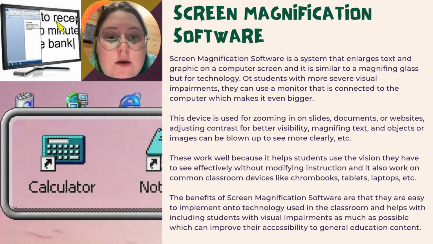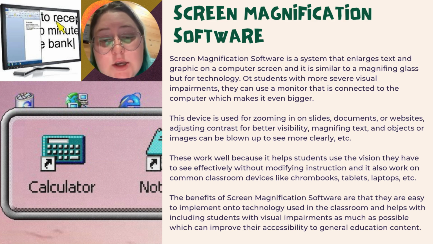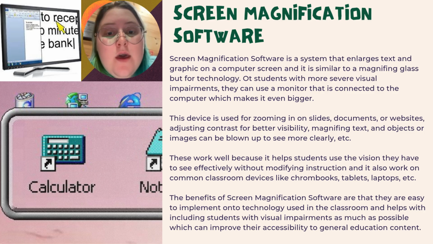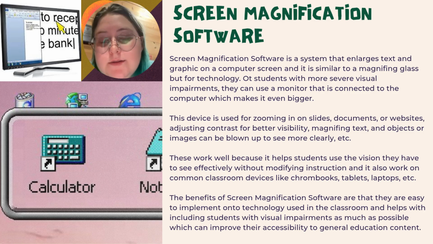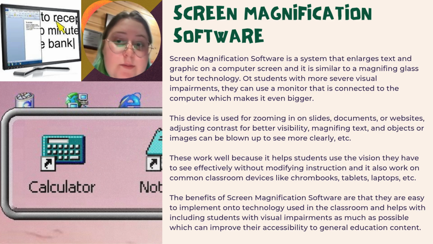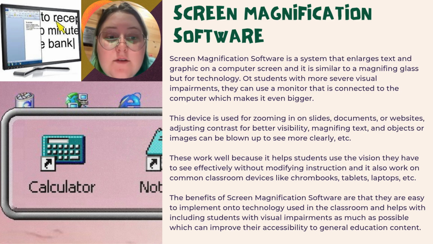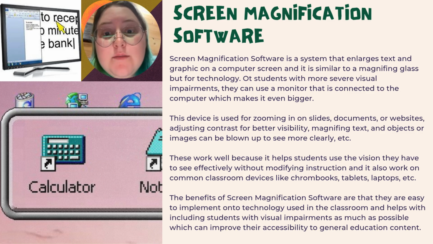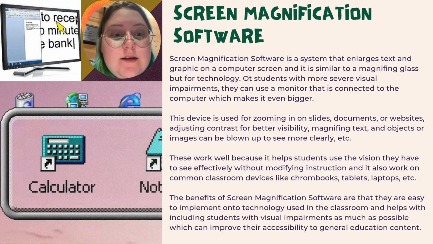Students with more severe visual impairments can use a monitor that is connected to the computer, which makes it even bigger, which is like the video magnifiers that I showed you. This device is used for zooming in on slides, documents, websites, adjusting contrast for better visibility, magnifying text, or magnifying objects and images so that they are blown up to be able to see more clearly, and there's more that it could be used for.